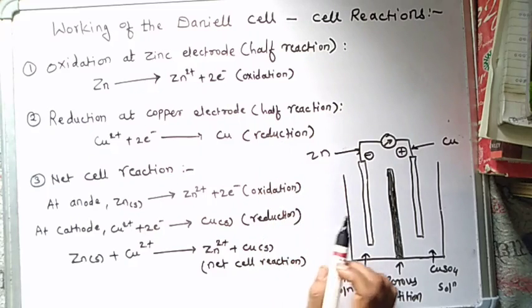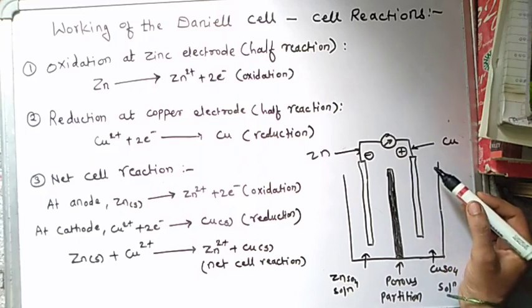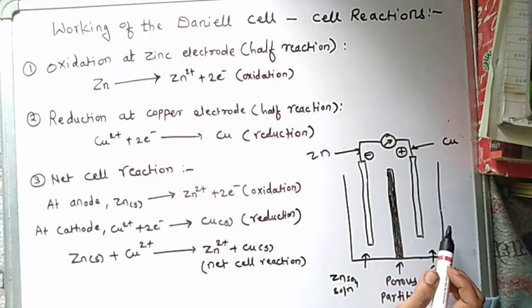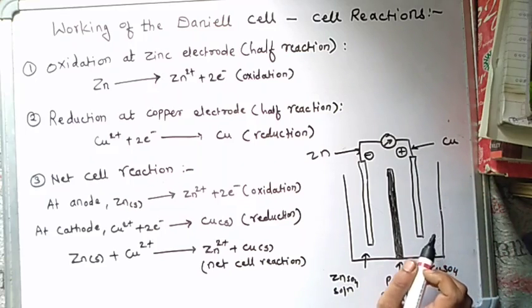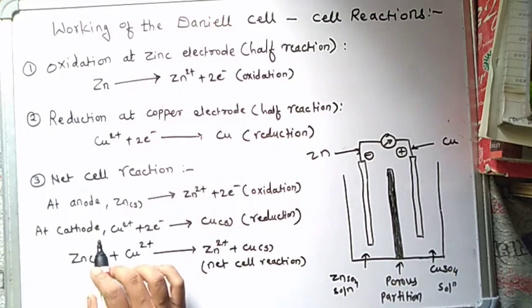In that, the metallic copper formed in the reduction process gets deposited on the copper rod, and the copper electrode becomes short of electrons and becomes the positive terminal of the cell. It is also called the cathode of the cell. For this oxidation and reduction process, we can give the net cell reaction.